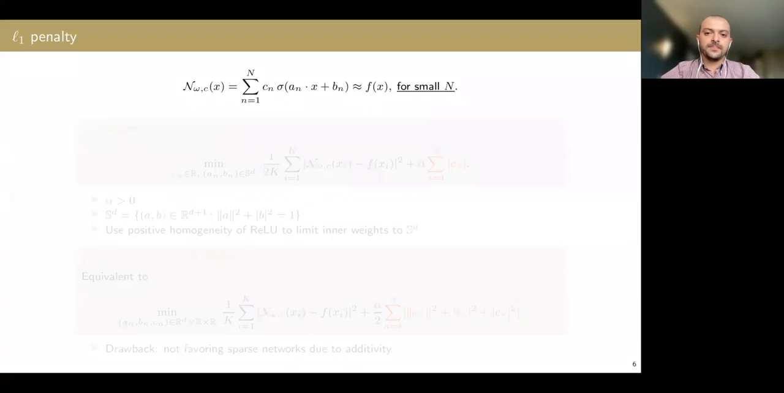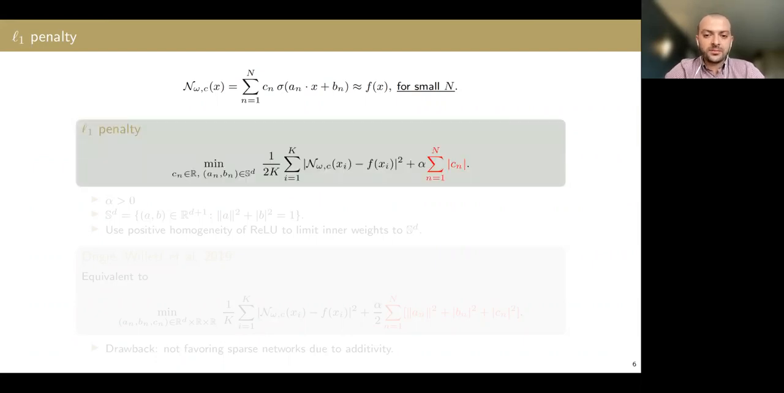Okay, so again, our goal is to write a network which approximates our target function. And we want the big N to be a small number. We want to have few non-zero coefficients in the representation, right? So the L1 penalized problem says, okay, let's look at the fidelity term, the one we always use, the regression part, and then add the penalty. But the penalty is on the outer weights. It's the L1 norm of the c coefficients. And here, alpha is some number bigger than 0.